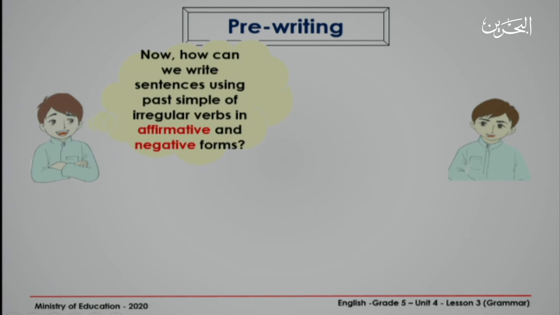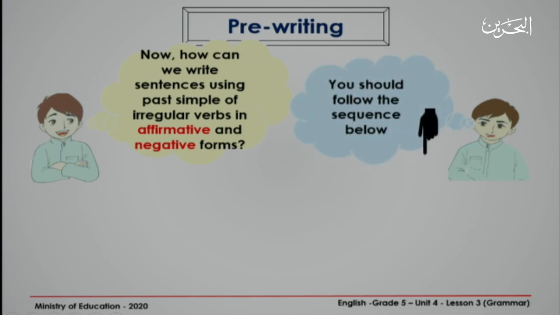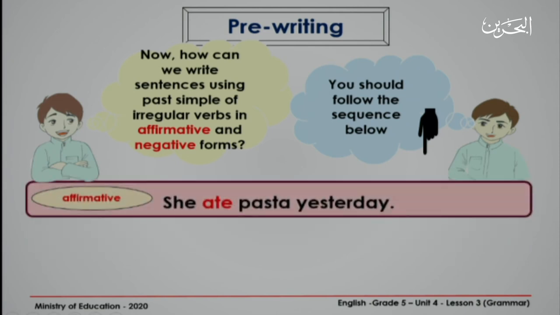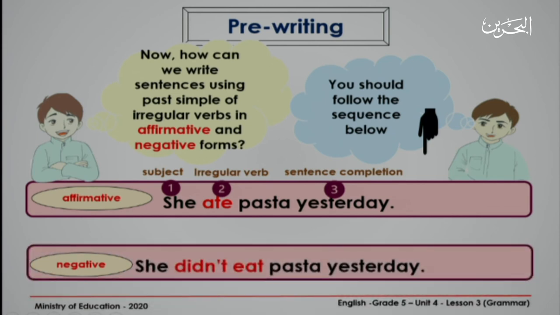Now, how can we write sentences using past simple of irregular verbs in affirmative and negative forms? You should follow the sequence below. Let's look at an example. Affirmative. She ate pasta yesterday. You start the sentence with the subject and then the irregular verb, and finally you complete the sentence. And for the negative form, she didn't eat pasta yesterday. Again, you start with the subject and then you write didn't plus the irregular verb, and then you complete the sentence.